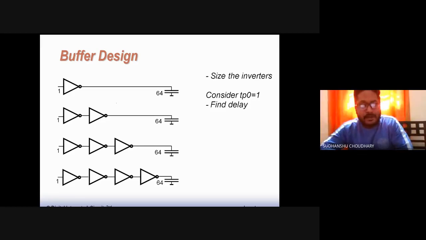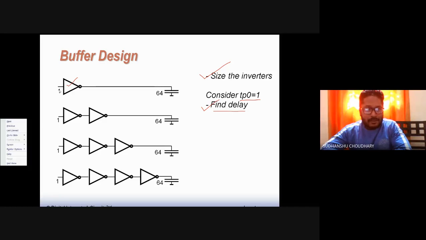So this is a buffer design, let us say. Let us try to size the inverters. Can somebody tell what would be the size of this inverter by using this formula? Also consider Tp0 is equal to 1, and then we also have to find the delay. Two things we have to do: sizing the inverter and finding the delay. So 3 equations I have told you to write: one is for propagation delay, the other is for finding the optimum number of stages, and the third one is for finding out the size, that is small f is nth root of F.